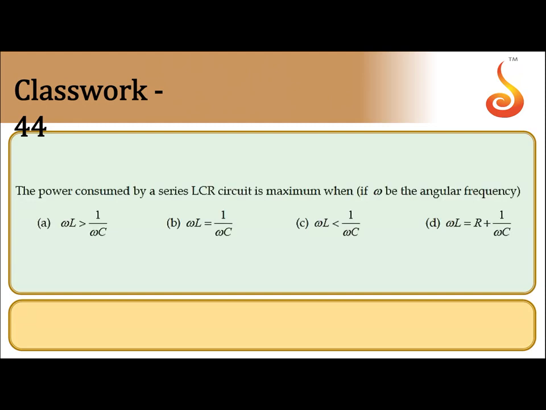Yes, we'll move on to next one. Power consumed by a series LCR circuit is maximum when, if omega is angular frequency, omega L is greater than omega C, omega L is equal to 1 by omega C, omega L is less than 1 by omega C, omega L is equal to R plus 1 by omega C. See, power consumed in LCR circuit is maximum at resonance, and at resonance omega L is equal to 1 by omega C, that is capacitive reactance and inductive reactance are equal. So it should be option B.